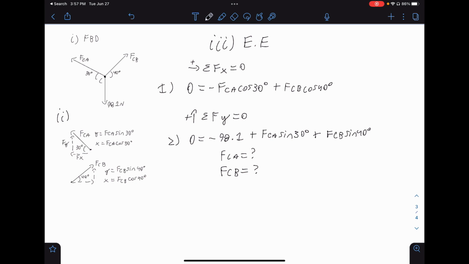So performing a system of equations, we can find that FCA is equal to 79.9 and FCB is equal to 90.4 newtons. And we're going to conclude that the tension in cable CA is 79.9 newtons and the tension in cable CB is equal to 90.4 newtons.